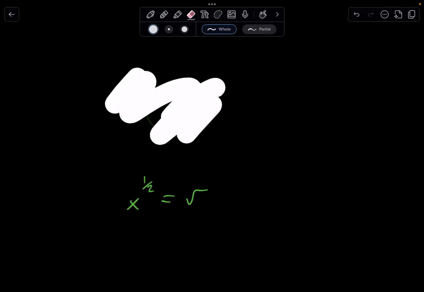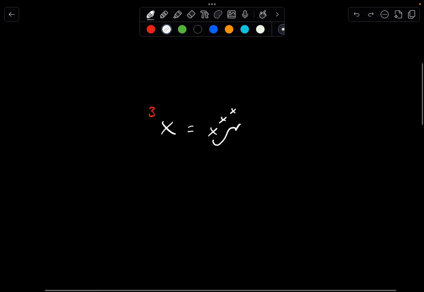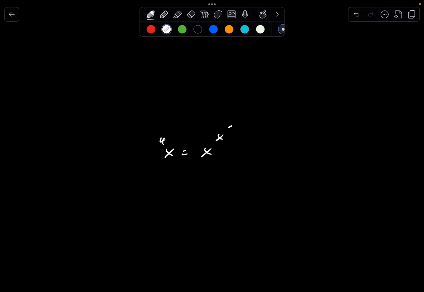So when we're defining the tetration, let's take a look. When we do x tetration 3, that means it's x to the x to the x, and in total there are 3 x's, like this. And then when we do x tetration 4, which is the case for this problem, that's just 4. X tetration 4 is equal to x to the x to the x to the x.